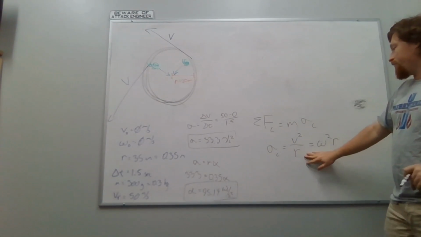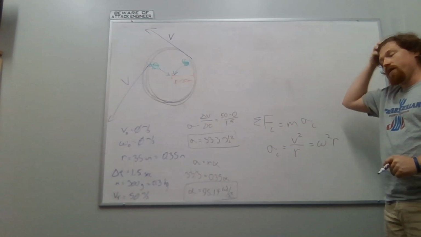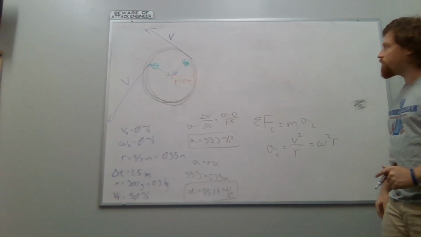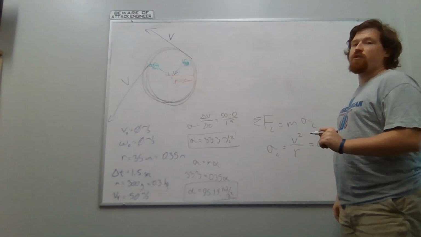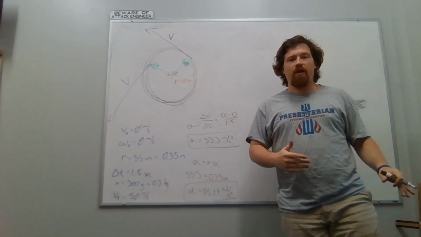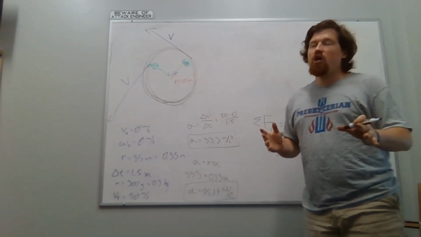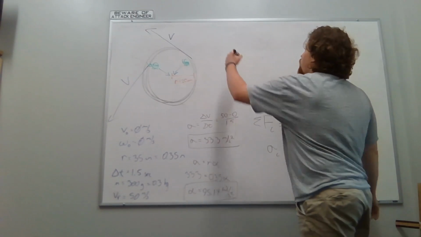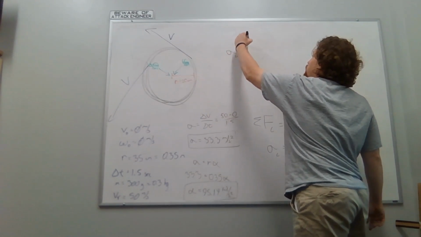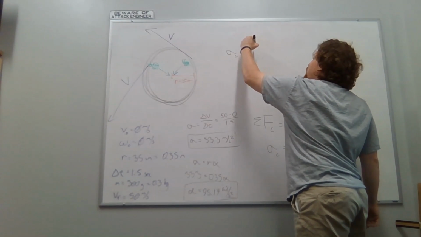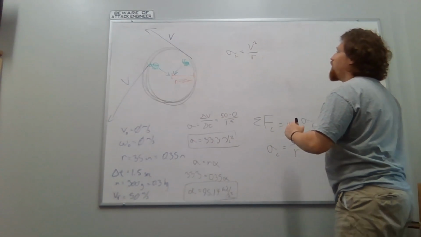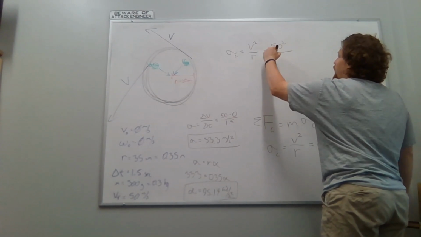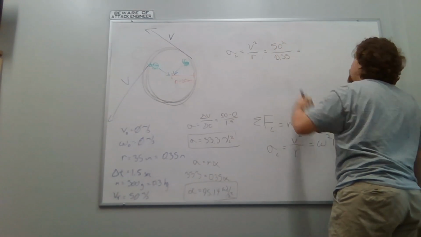So, we have a new formula for centripetal acceleration. That's equal to velocity squared over r. Now, this is the velocity the stone was moving at as it was orbiting at 1.5 seconds. So, we want the final velocity from that point in time. So, AC is going to be equal to that velocity squared over the radius of the orbit. So, 50 squared divided by 0.35.